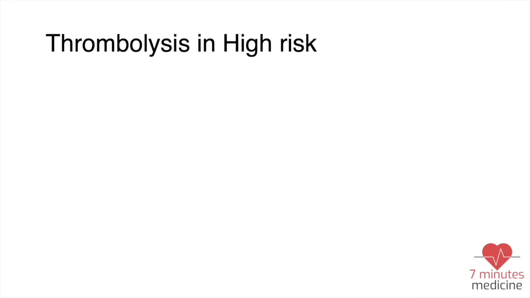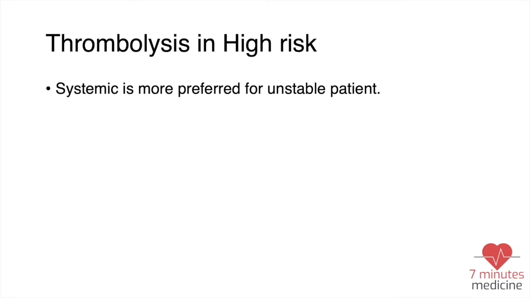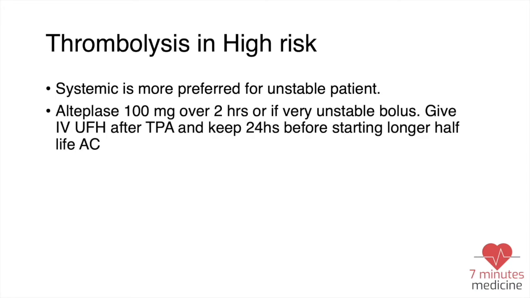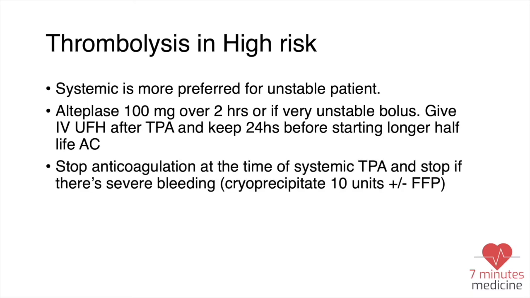So first, we will talk about thrombolysis in the high risk, massive PE. Systemic is more preferred than localized or catheter-directed for an unstable patient. We can give alteplase 100 milligram over 2 hours. If very unstable, we can give a bolus. And we have to give IV unfractionated heparin after the TPA, at least for 24 hours before switching to any other anticoagulant. We have to stop anticoagulation at the time of the systemic TPA, and we have to stop it also if there is severe bleeding.